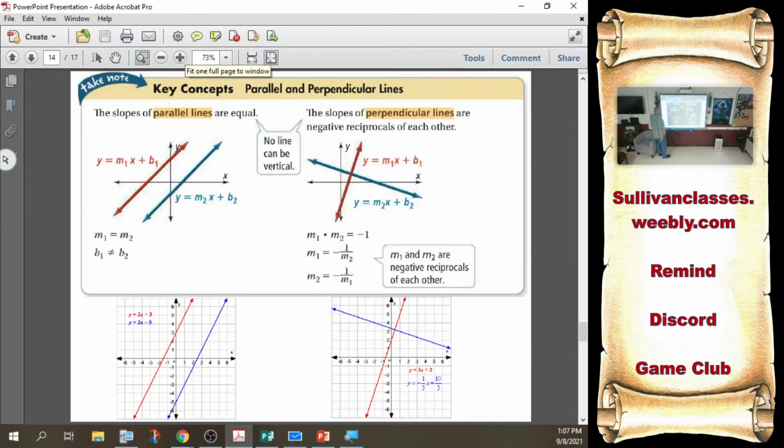Right now it's, do you remember what parallel and perpendicular lines even are? Parallel, same slope. Doesn't say it on there. It has it in Mathese, m1 equals m2. Maybe you want to write next to it, same slope. Same slope, never cross.